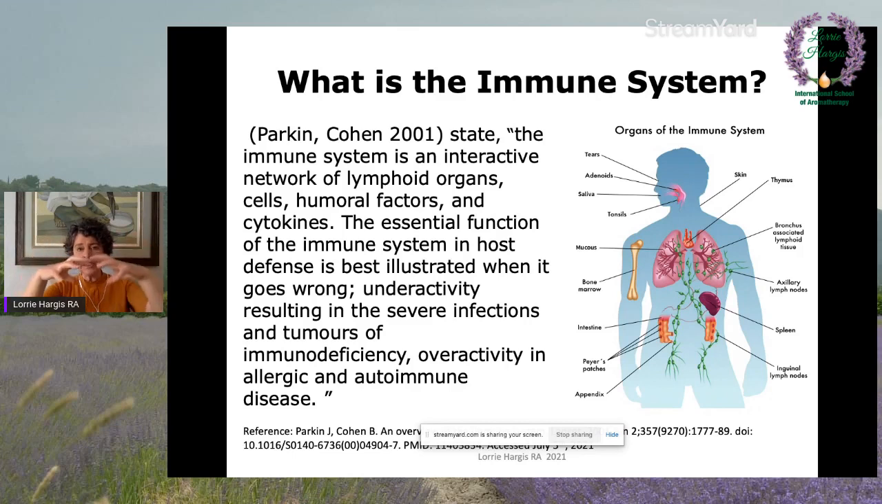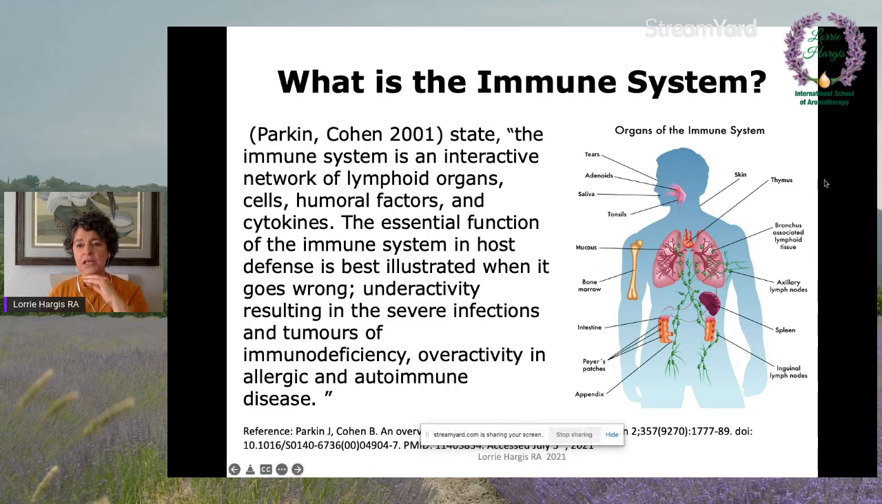We have to look at ourselves as a whole person, not as my immune system here, my digestive system here, my intestinal system here. It's all interconnected. We are a microcosm in the macrocosm. So our body is reflecting what's going on internally and also what's going on externally with us.